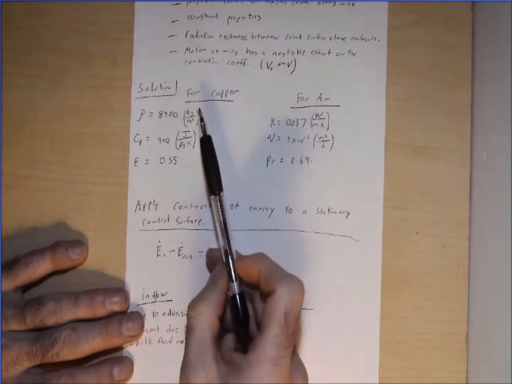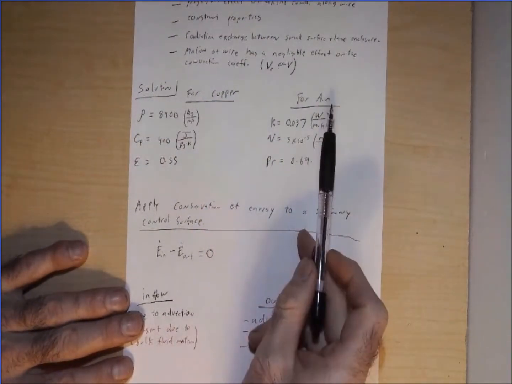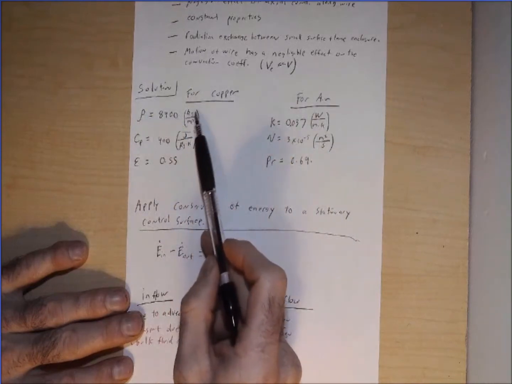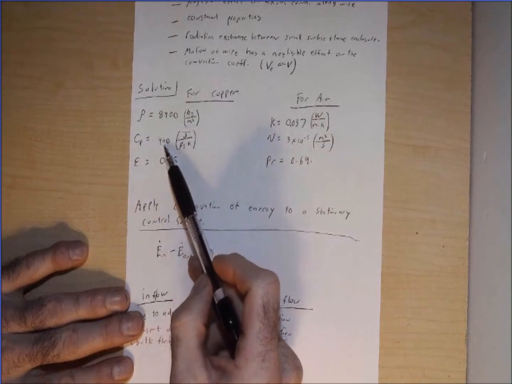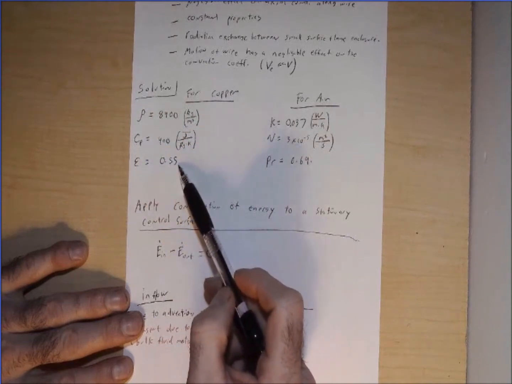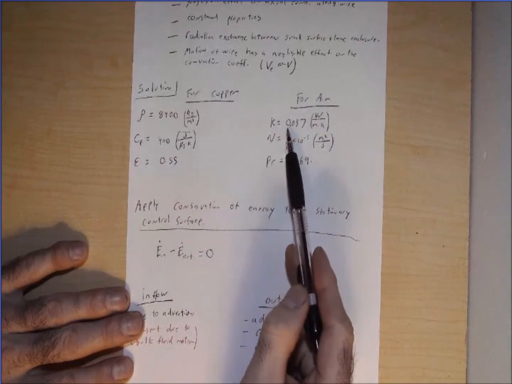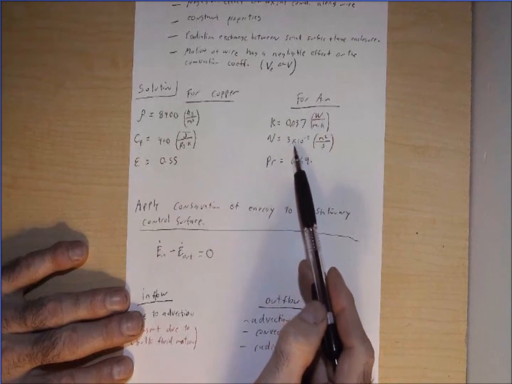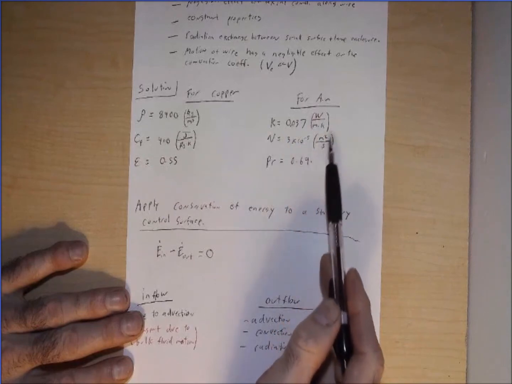So for our solution, we have some properties for copper and properties for air. So we're given the density for copper is 8,900 kilograms per meter cubed. Our specific heat is 400 joules per kilogram times Kelvin, and our emissivity is 0.55. For air, we have our K value of 0.037 watts per meter times Kelvin. Nu is equal to 3 times 10 to the negative 5th meters squared per second.